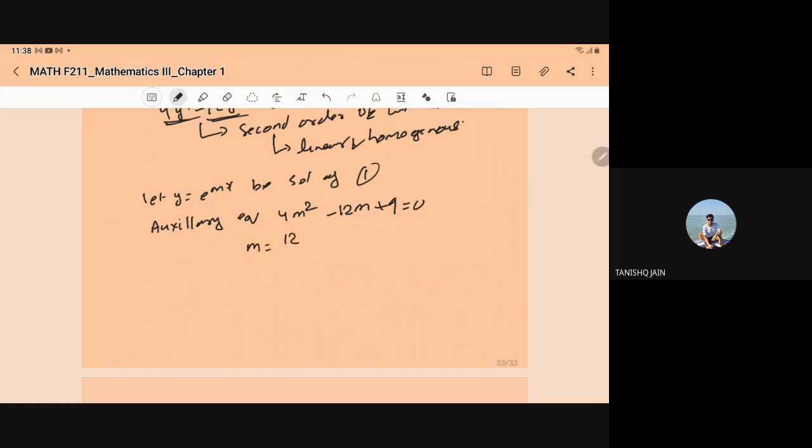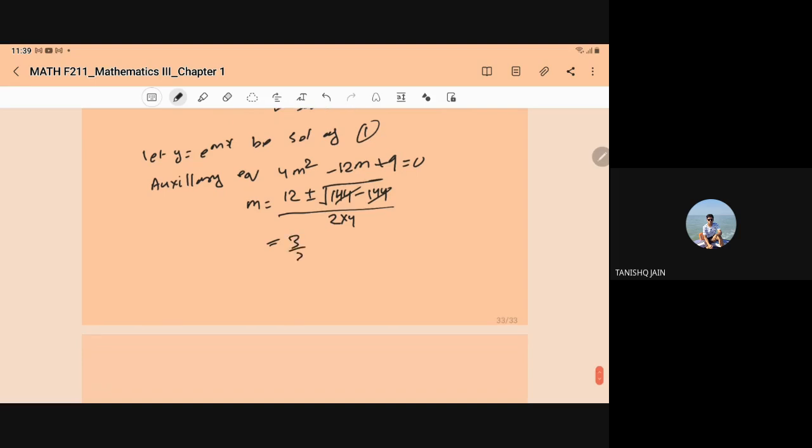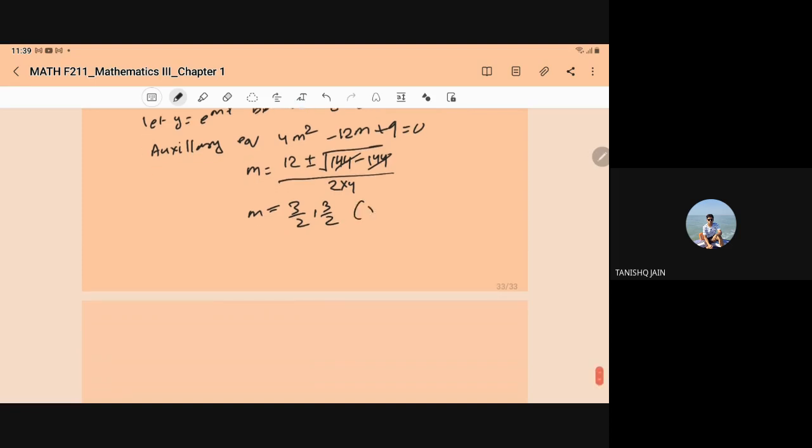Minus b, 12, plus minus square root of b square 144 minus 4ac, that is 144, upon 2a. Right? So here the discriminant is 0. So 12 upon 8 means it will become 3 by 2. m is equal to 3 by 2 and 3 by 2. So the roots are real and equal.